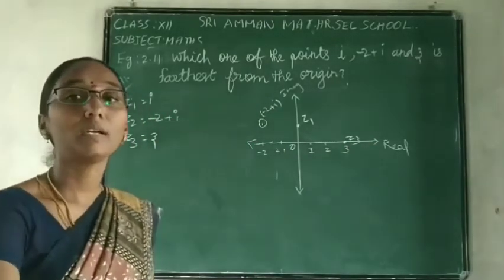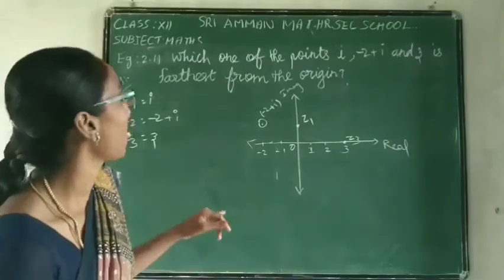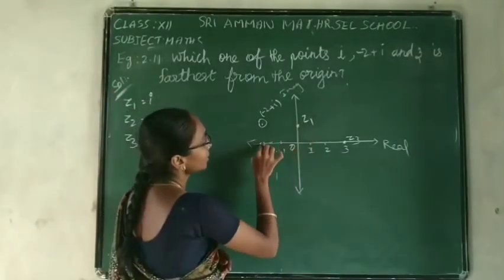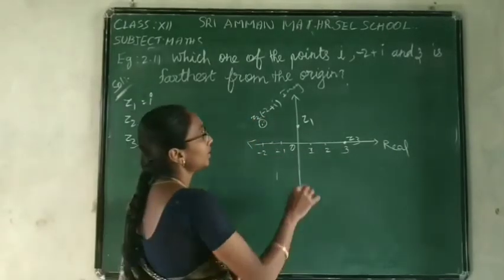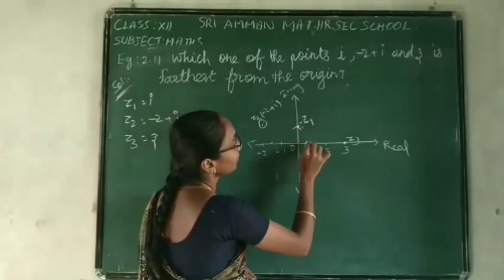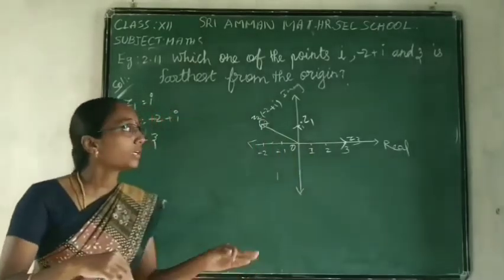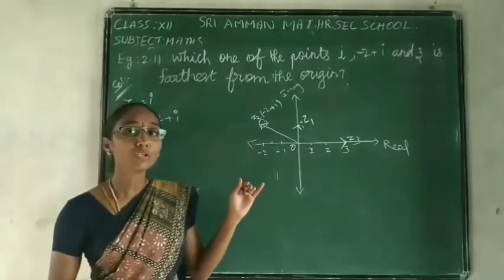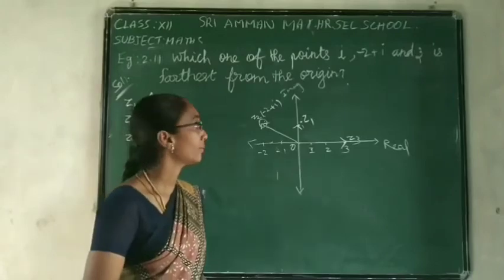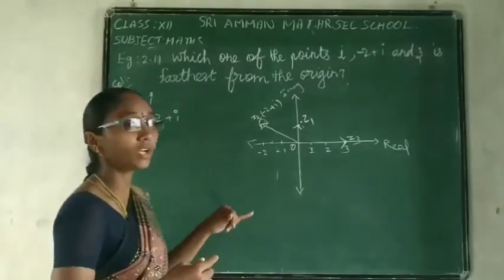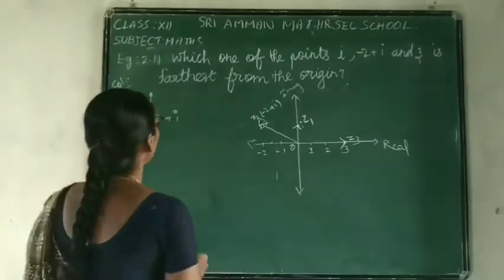Let us consider z1, z2 and z3 as points. Three complex numbers are given, and we want the distance of these three complex numbers from the origin. How do you find the distance from the origin? What do we use in this place? Modulus.